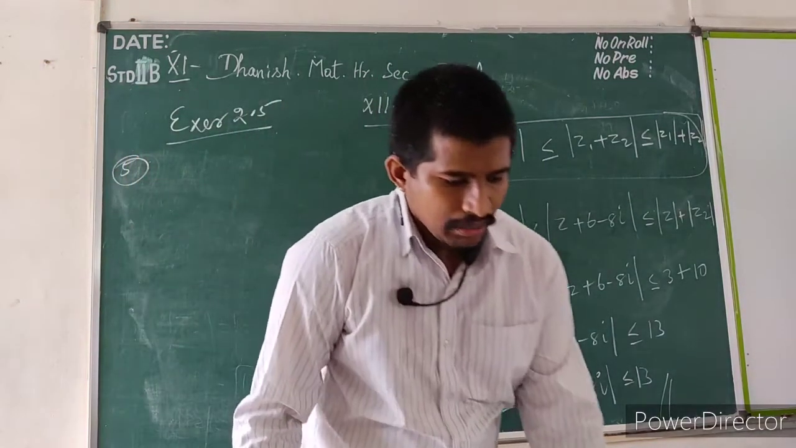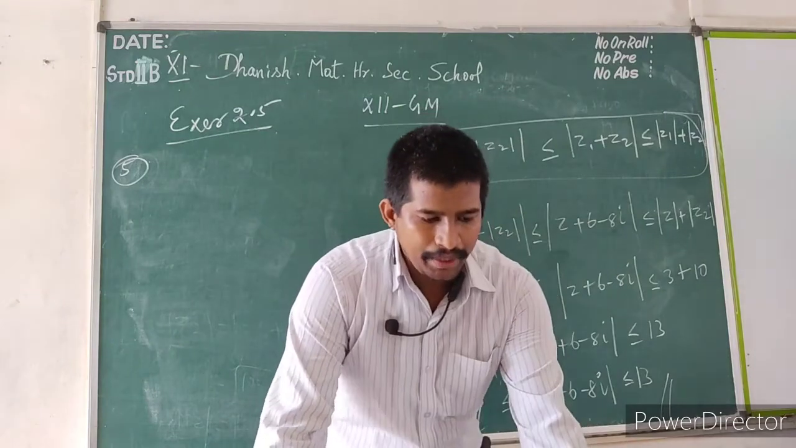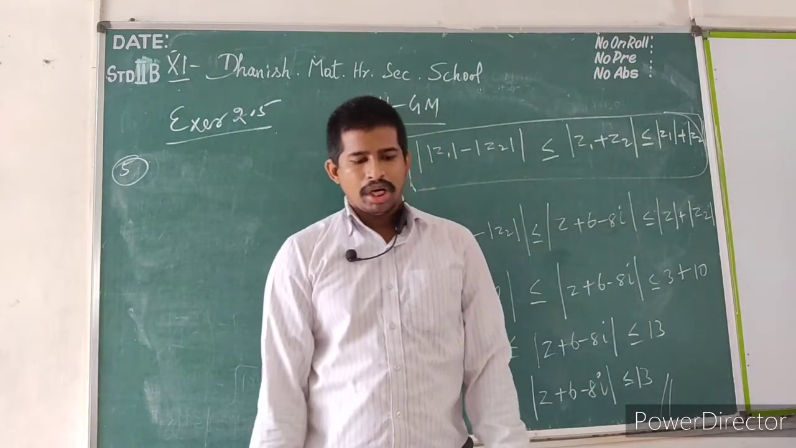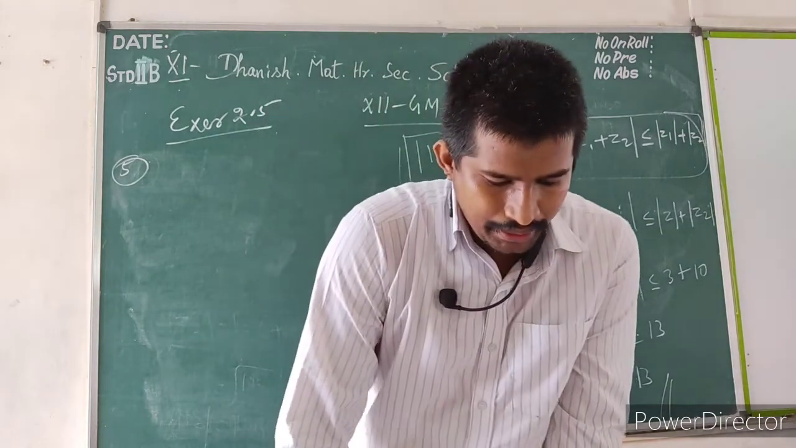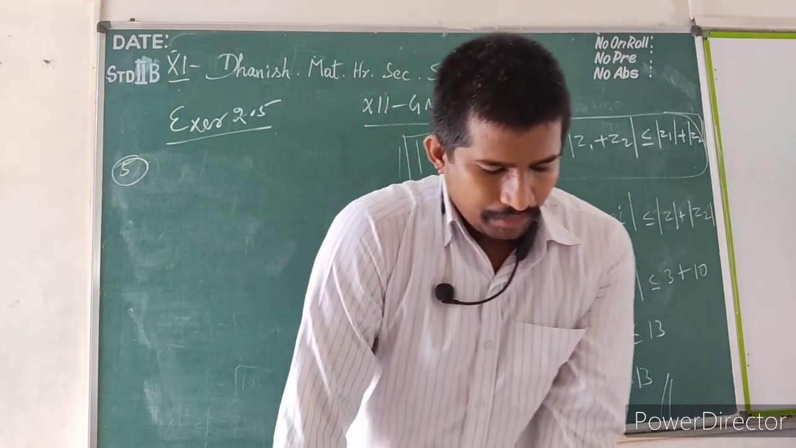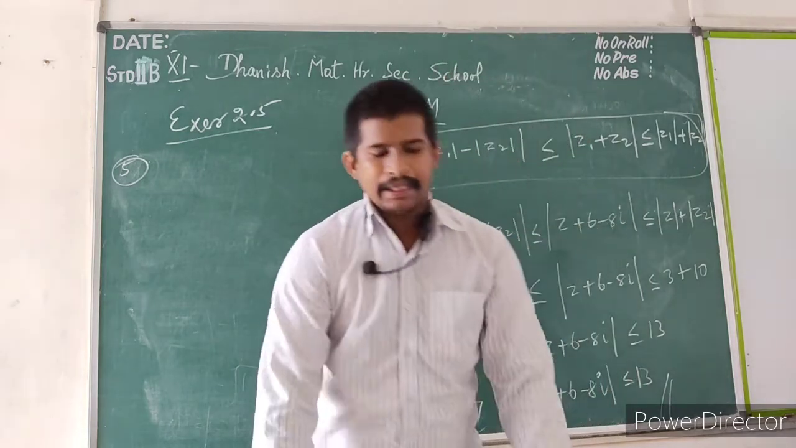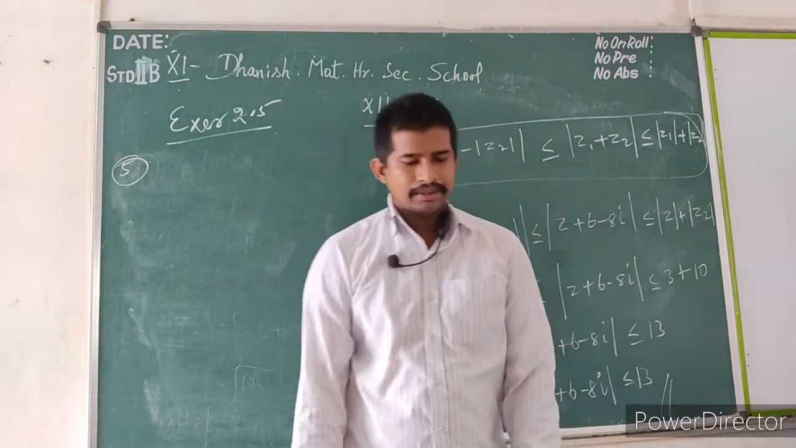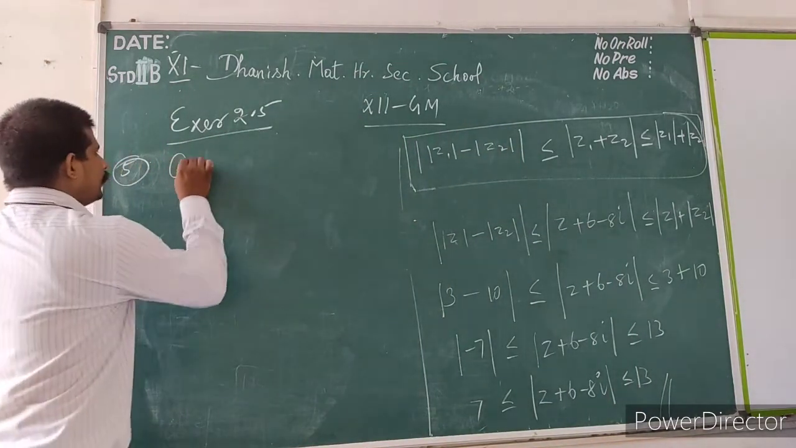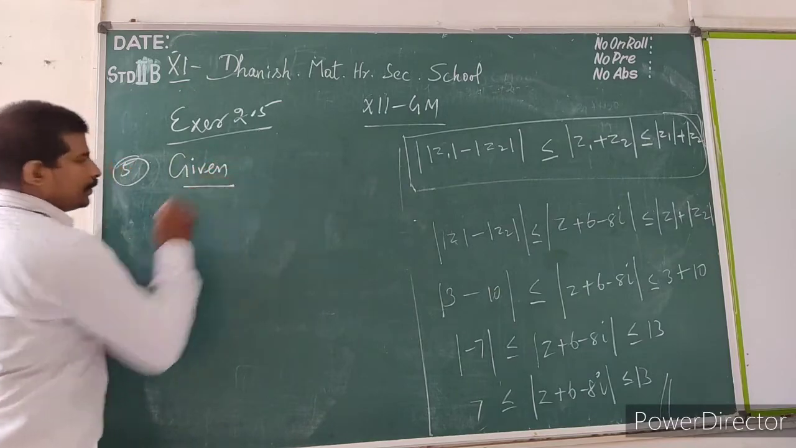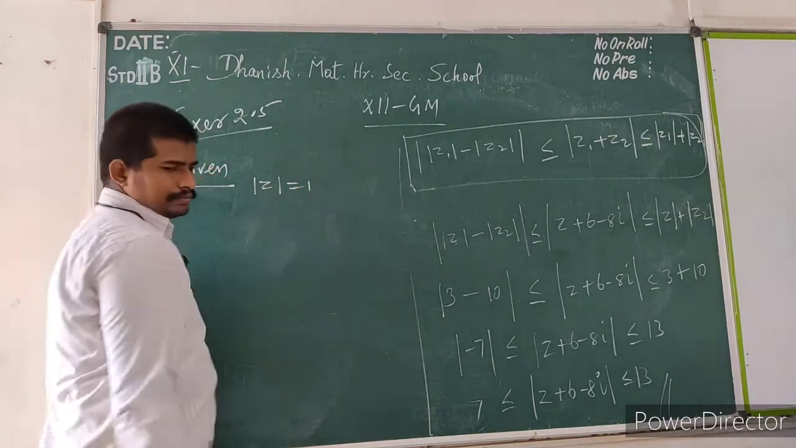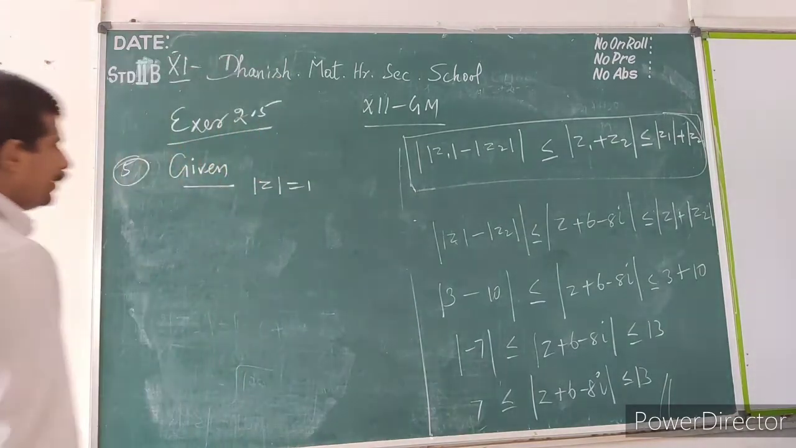What's the fifth one? Modulus z equal to 1. Show that 2 less than or equal to modulus z square minus 3 less than or equal to 4. Here we are going to show 2 less than or equal to modulus z square minus 3 less than or equal to 4. So for that, first we are going to write the given. What's our given? Modulus z equal to 1.